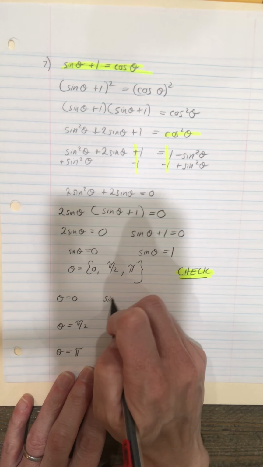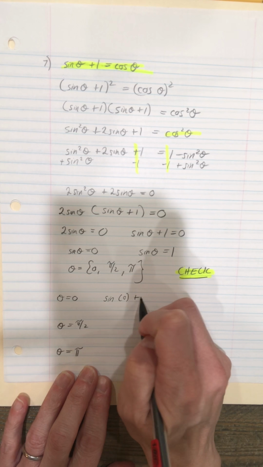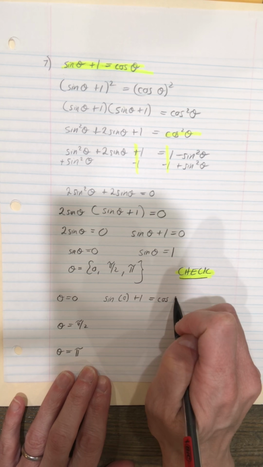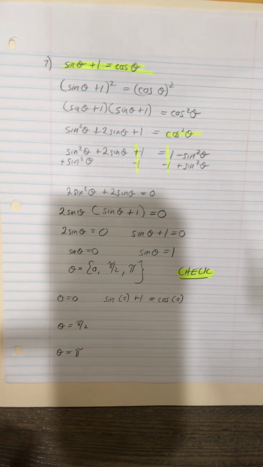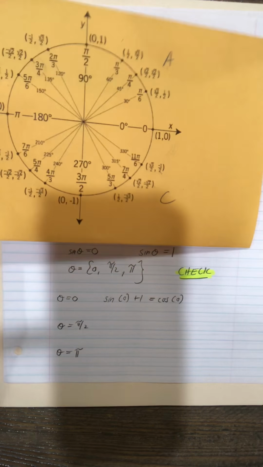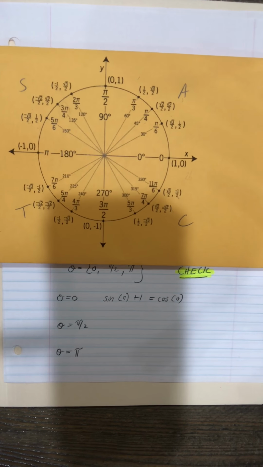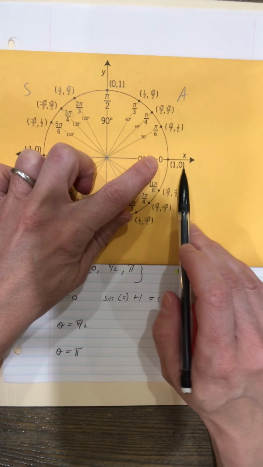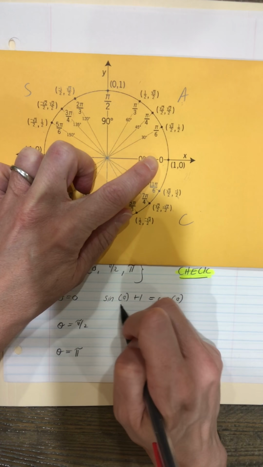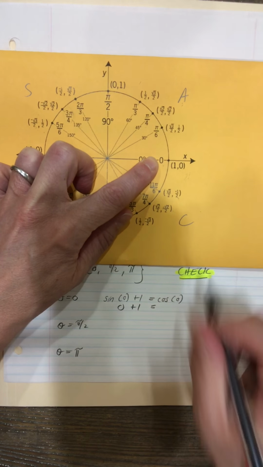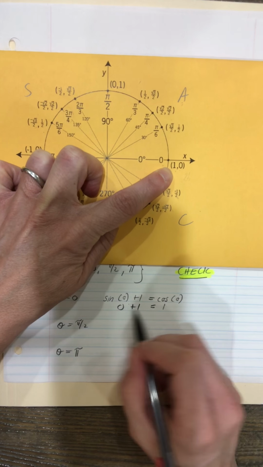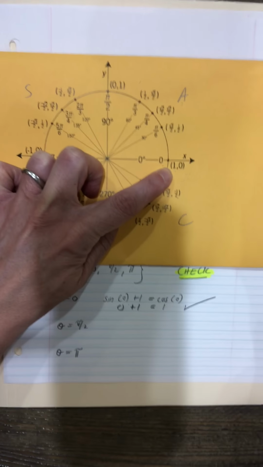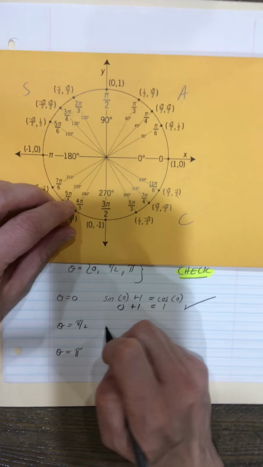I have sine of 0 plus 1 equals cosine of 0. Let's plug that in. Remember, sine is y, cosine is x. So if I look here, sine of 0, here's 0. My sine is y. Y is 0 plus 1 equals cosine is x, which is 1. 0 plus 1 equals 1. That checks. Perfect. Now let's do it again.